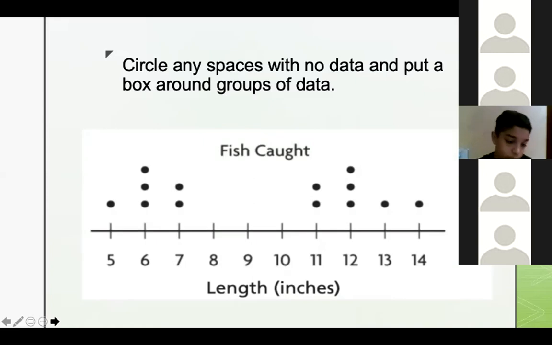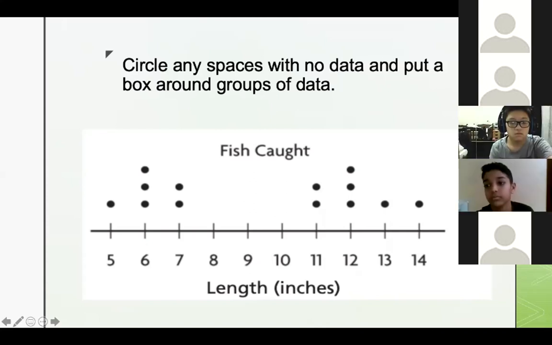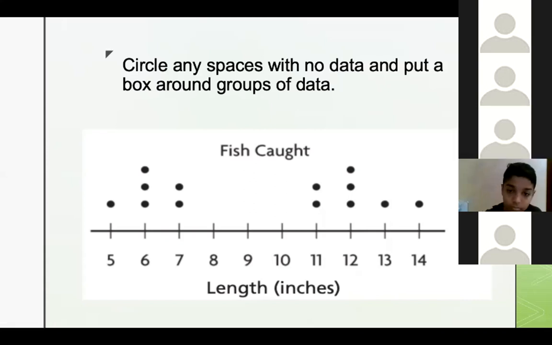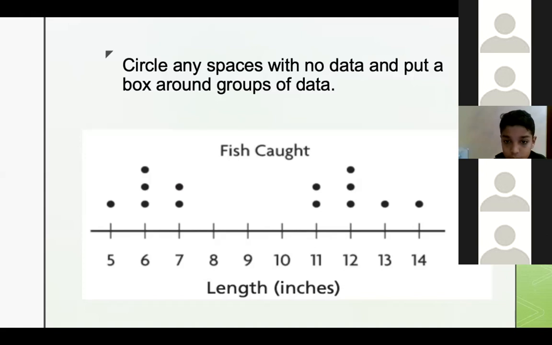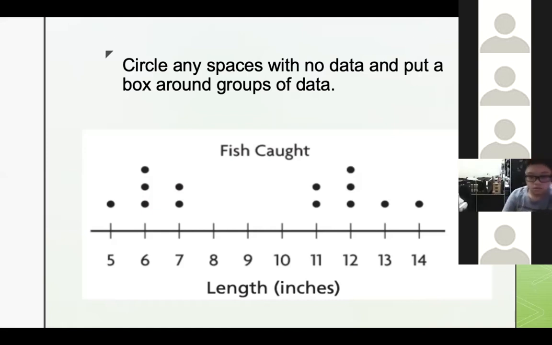Circle spaces with no data and put a box around the groups of data. Khalid, let's circle the spaces with no data. Which spaces have no data? 8 and 9 and 10. Excellent. Now, Ahmed Nabhan, can you put a box around the groups of data? Where do you see groups of data?